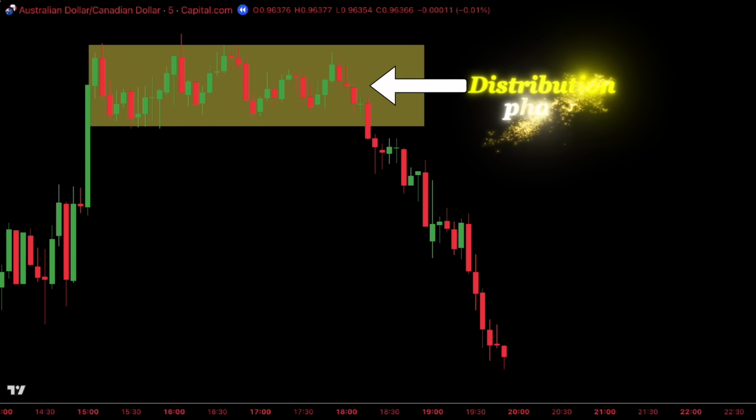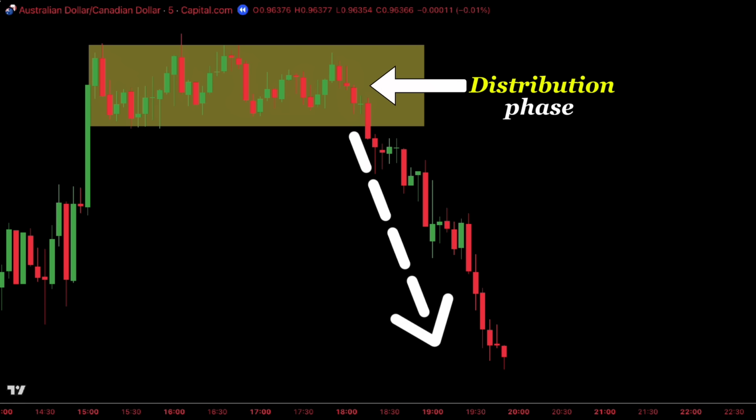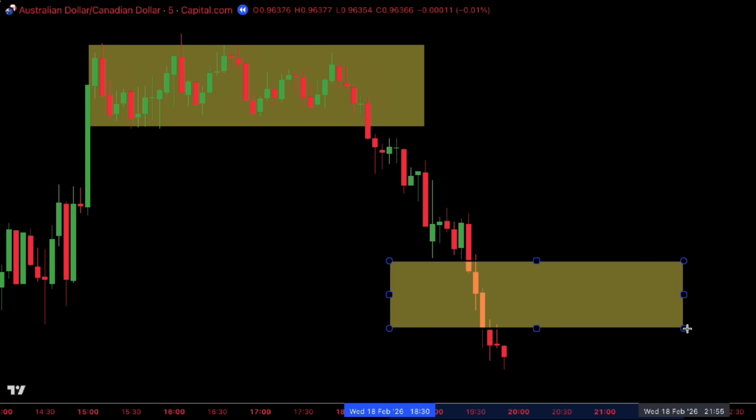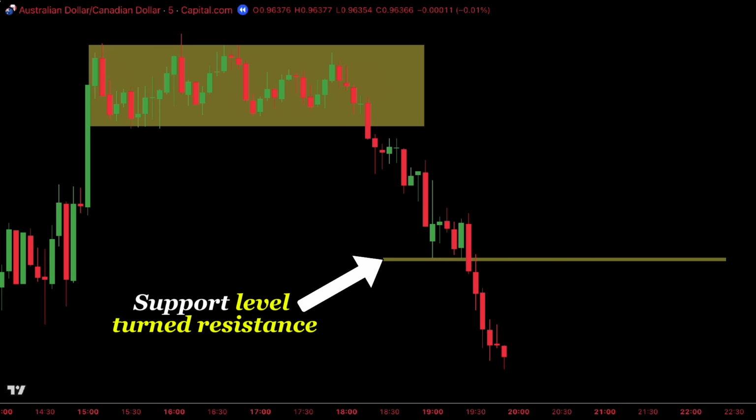During the markdown phase, the market exits the distribution phase and starts trending down. In this scenario, you first identify the end of the impulsive move and the beginning of a retracement, then you draw the support level. Next, you wait for the market to make another impulsive move and break below this support level. Once the level is broken, it becomes resistance.